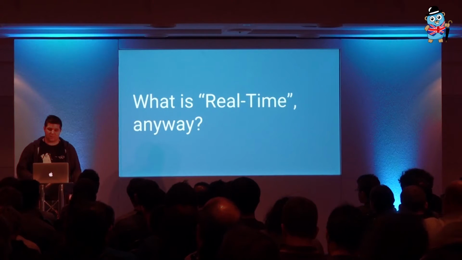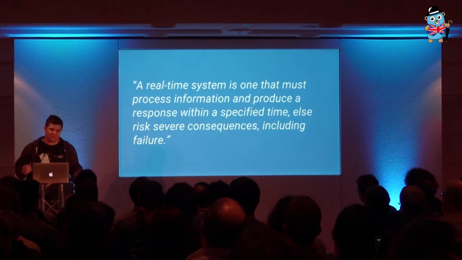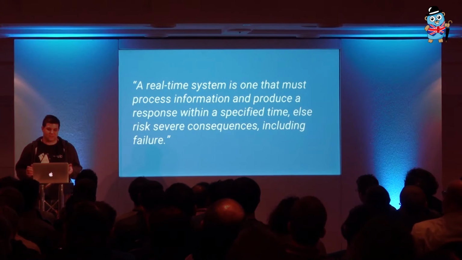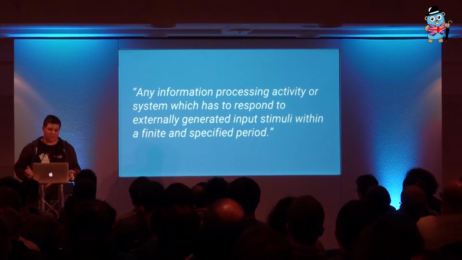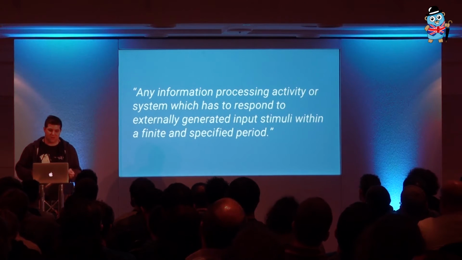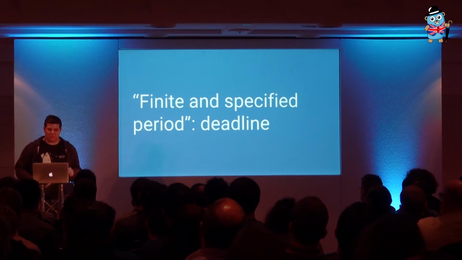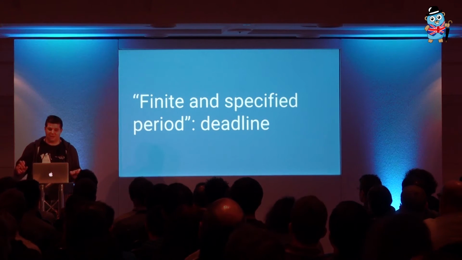But computer science actually has a very specific understanding of what real-time computing means. So here are 2 definitions. A real-time system is one that must process information and produce a response within a specified time, else risk severe consequences, including failure. Another definition is any information processing activity or system which has to respond to externally generated input stimuli within a finite and specified period. This finite and specified period is what's usually called the deadline.